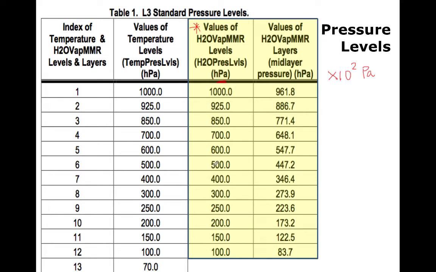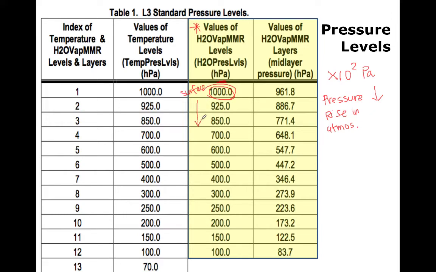And now let's look at this for a second. What do we know about the pressure of the air as we rise in the atmosphere? Pressure decreases as we rise in the atmosphere. So that means that at 1,000, at this level, we are at the surface.